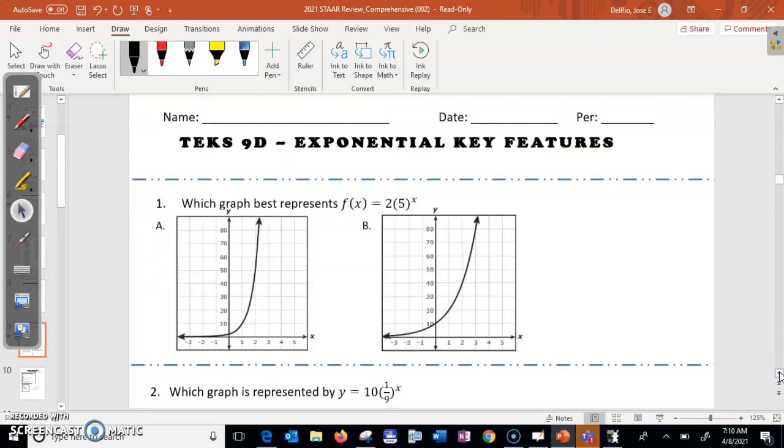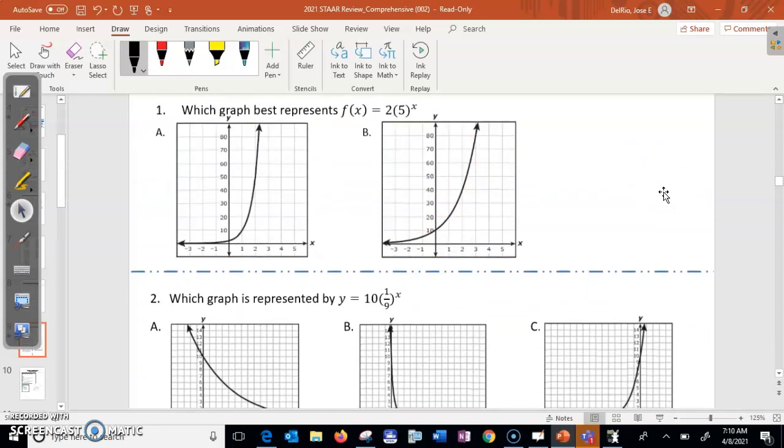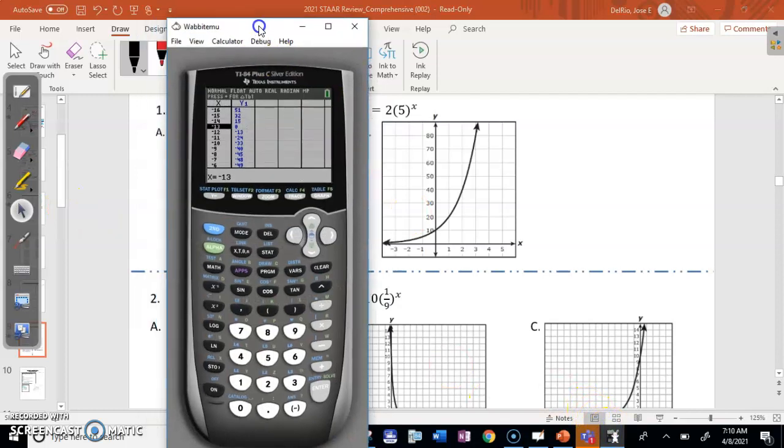Now, for these guys, these are the give me questions. What do I mean by give me? As in give me those type of questions. They will give you an equation, and they will give you a lot of graphs. In this case, there's only 2. So whenever they're asking you which graph represents this equation, guys, it's called a graphing calculator. Go ahead and let that do the work for you.